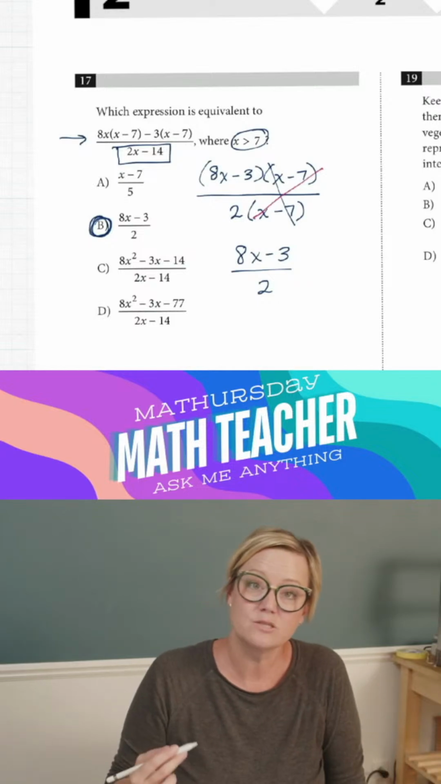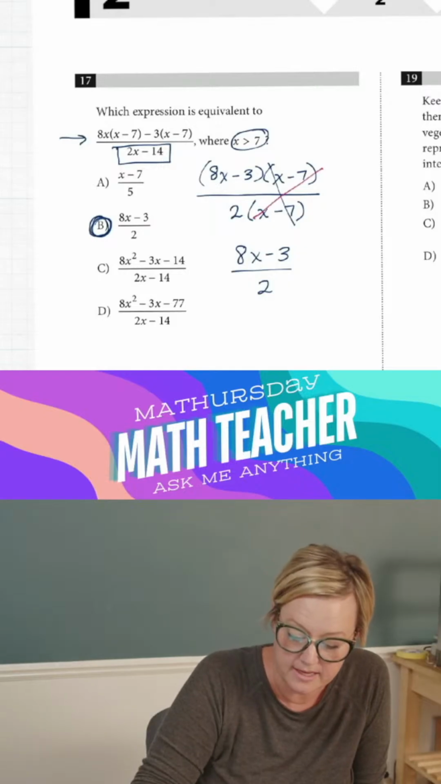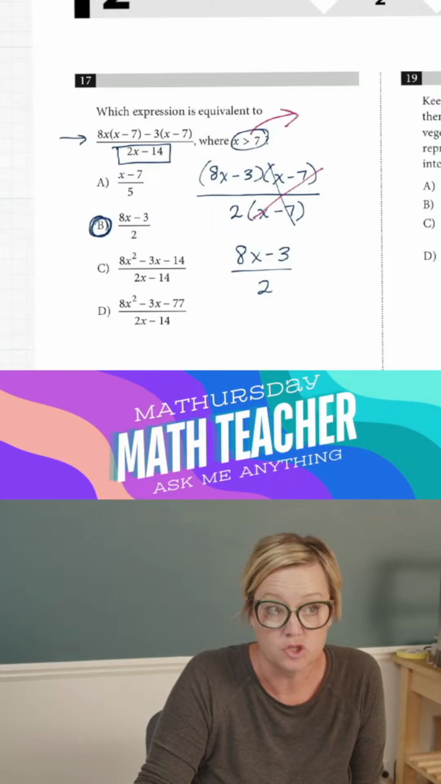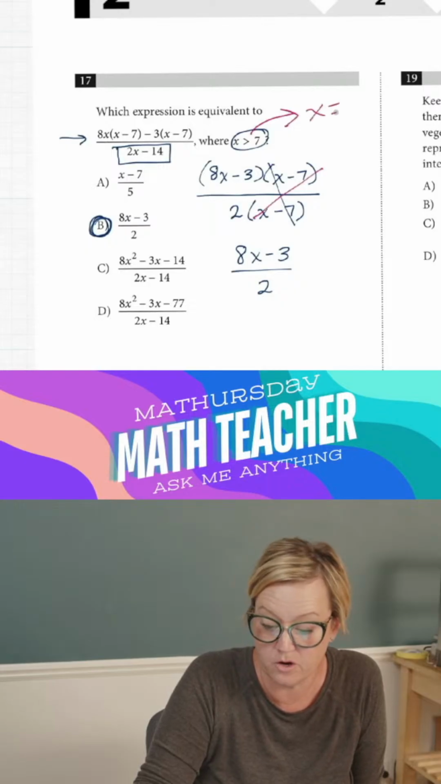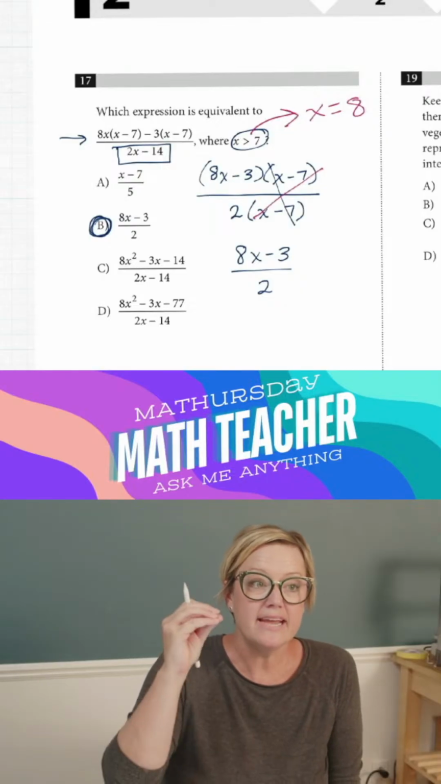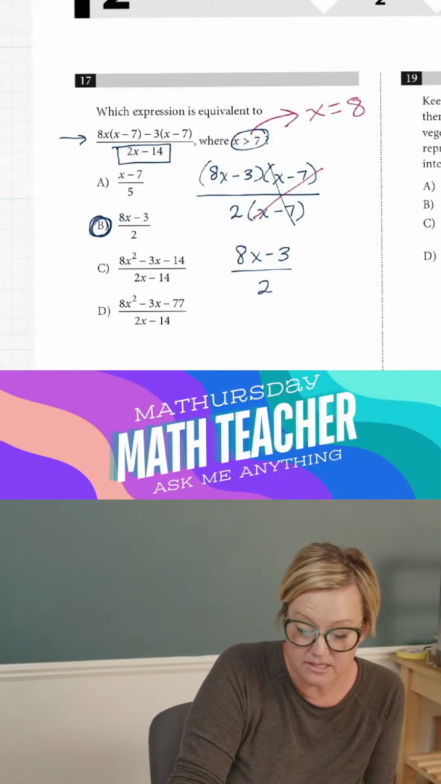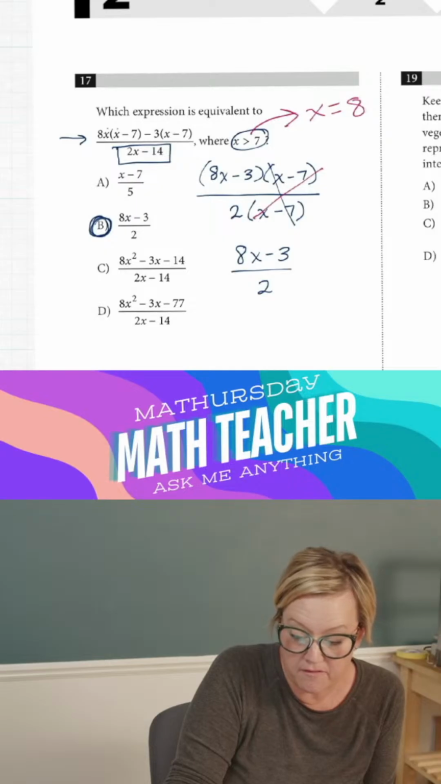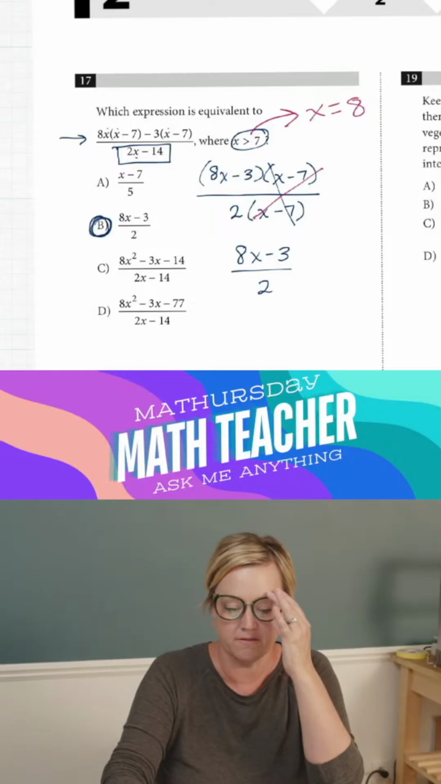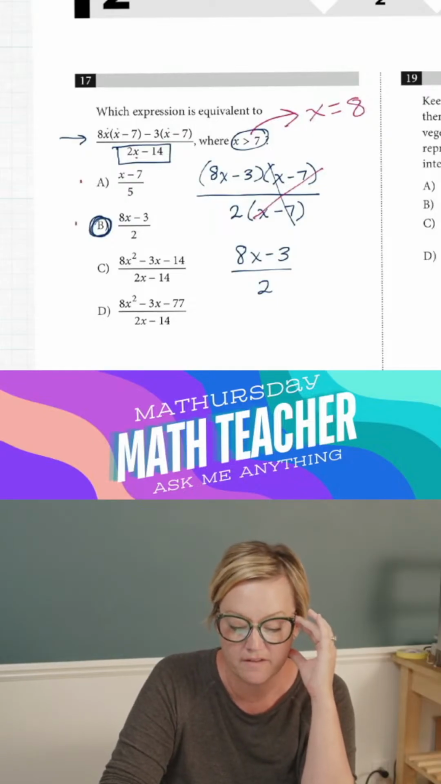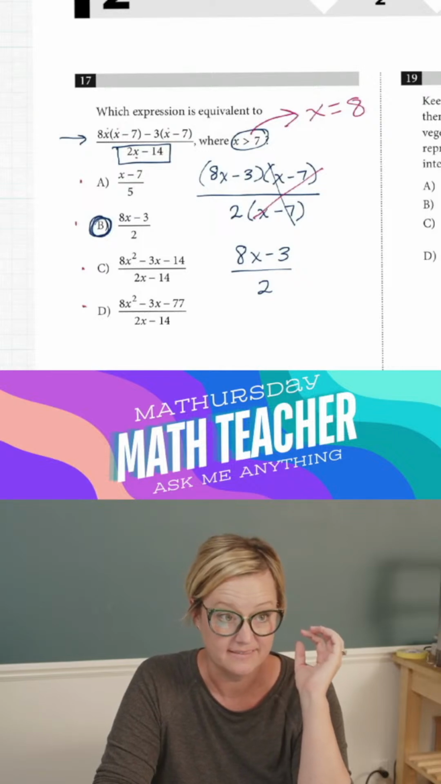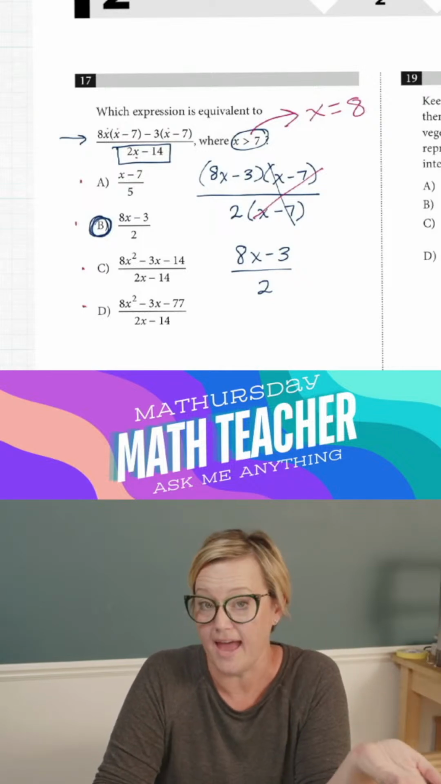And in that case, what I would say to do is pick a value that's greater than 7. So maybe do x equals 8. And then what you can do with that is plug in 8 for every value of x in here on your calculator. Now be careful with using parentheses and all of that, and see which one of these, when x is 8, equals it. Okay? You can do that too.